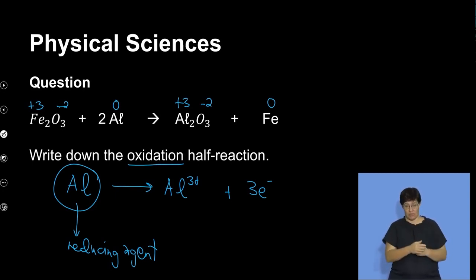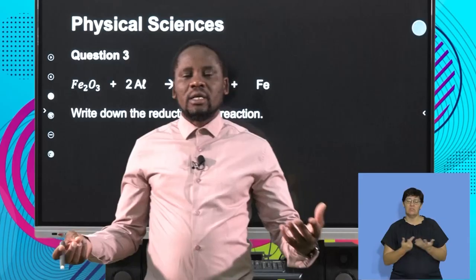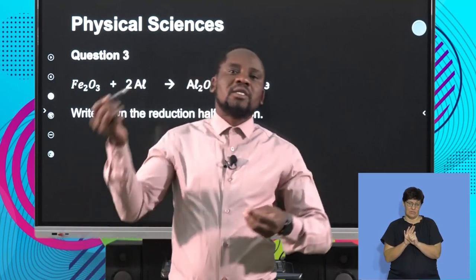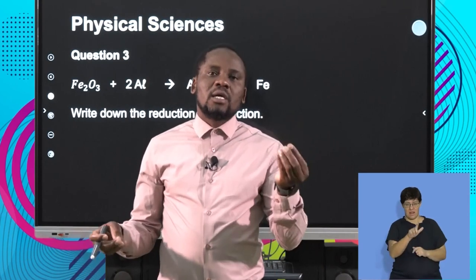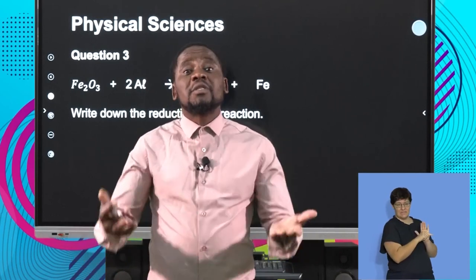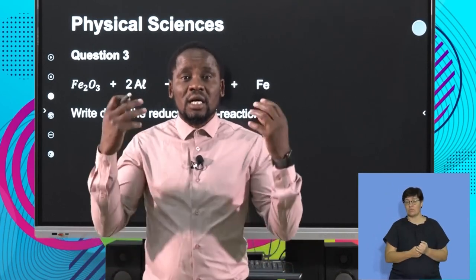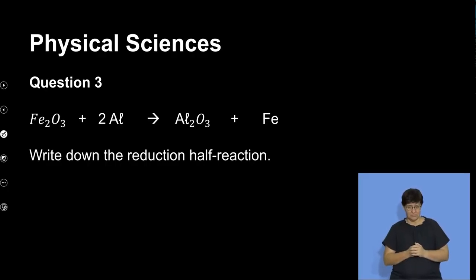So that's straightforward, right? Okay, and then write down the reduction half reaction. So in the background of aluminium displacing iron, what happens to iron is that it actually gains electrons in the process. And the process of gaining electrons can be represented in the form of a reduction half reaction. Exactly how do we do that? Right, we are saying that if we look at iron, here iron is +3, and on the other end, it's 0. So what has happened to the oxidation number of iron?